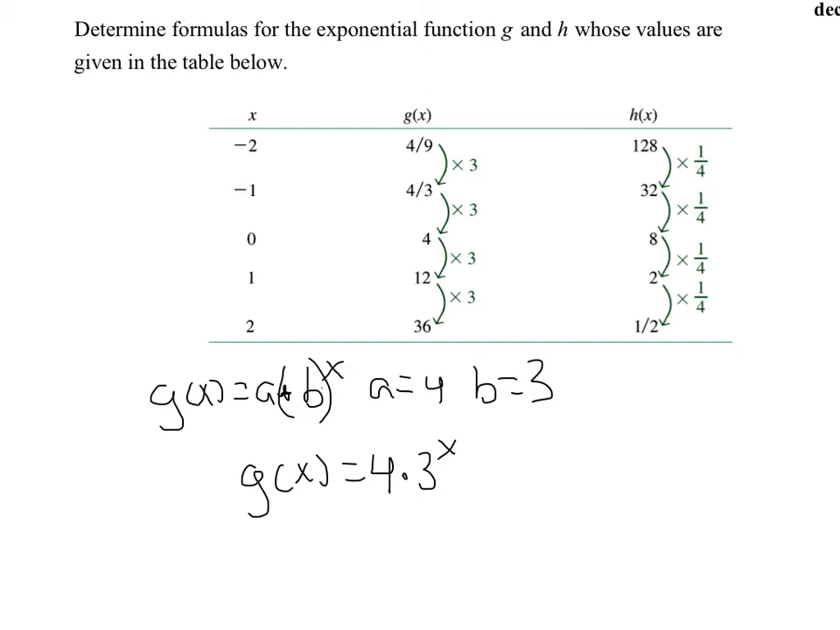Let's look at the next one. So h of x, x is 0. Go across. So I know a is 8. 2 divided by 8, 1/4. That's how they're getting this 1/4 as well. So b is 1/4. So I have h of x equals 8 times 1/4 to the x. So there's our equations. Let's look at some more examples, guys.